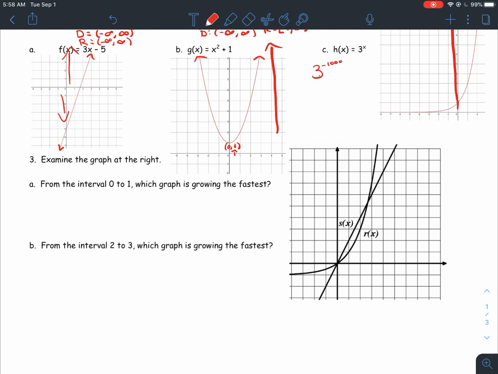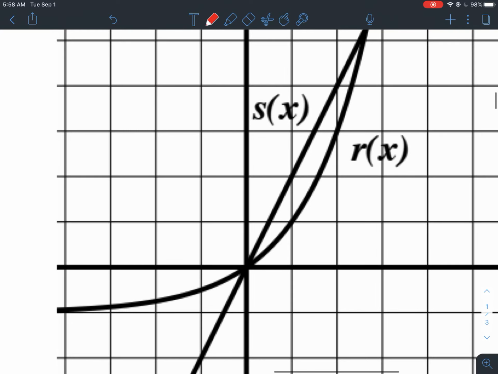All right. For number 3, it says examine the graph to the right from interval 0 to 1. Which graph is growing the fastest? So let's look at 0 to 1. For s of x, at 0, we have (0, 0). And then at 1, we have (1, 2).